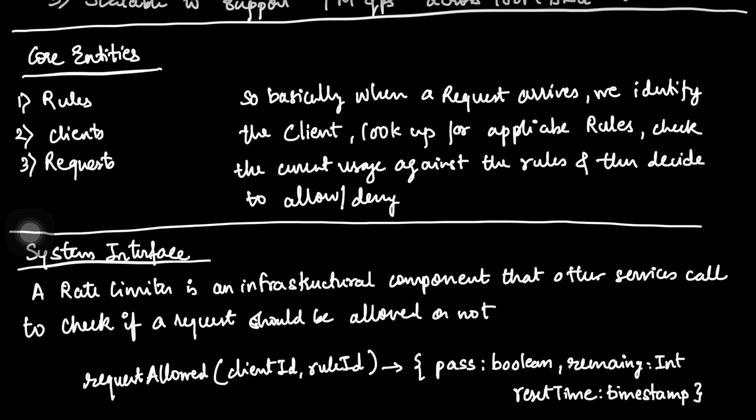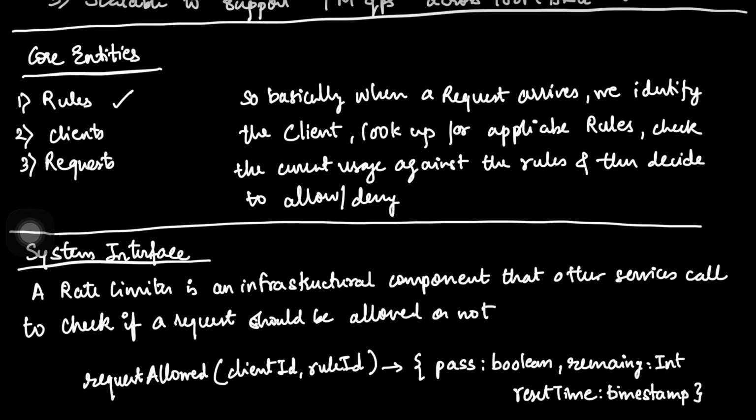Yeah. So now that we have set the stage with our requirements, we need to talk about the actors in our system. These are our core entities. Even though a rate limiter feels like a basic infrastructure, we have to model these three components correctly to handle millions of users. So the first one is the rules.